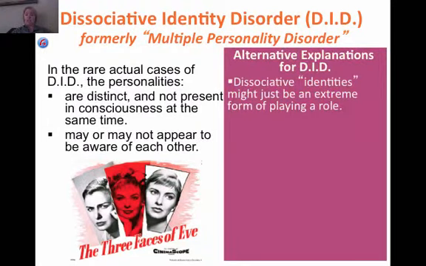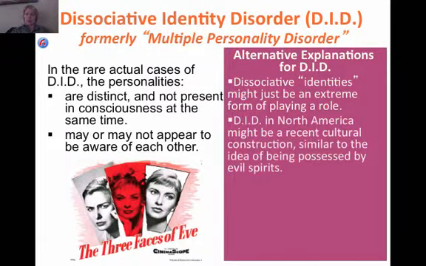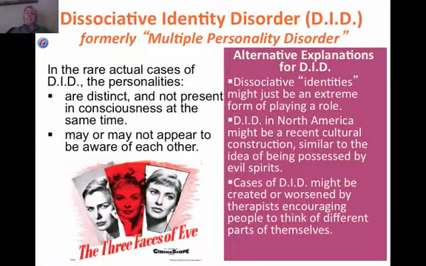Now, alternative explanations for DID: the dissociative identities might be just an extreme form of role playing. This is a controversial thing. Not very many psychologists and people in the psychological community acknowledge the existence of this, and they really do think that this is a fictitious disorder. But there have been some cases that put it on the playing field that allows it to still be part of the DSM. DID in North America might be a recent cultural construction, similar to the idea of being possessed by evil spirits, and cases of DID might be created or worsened by therapists encouraging people to think of different parts of themselves differently.